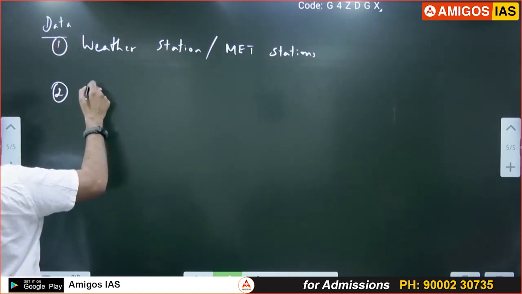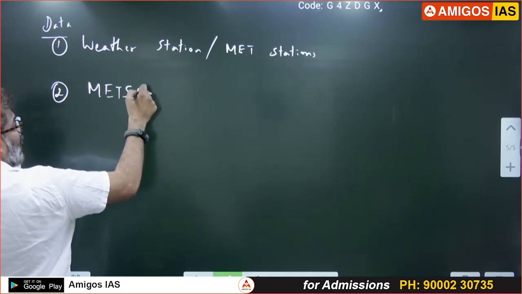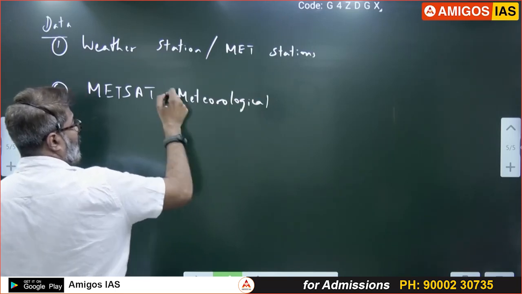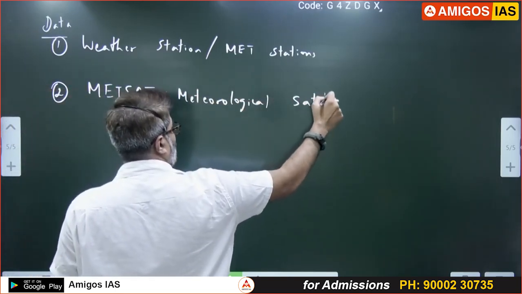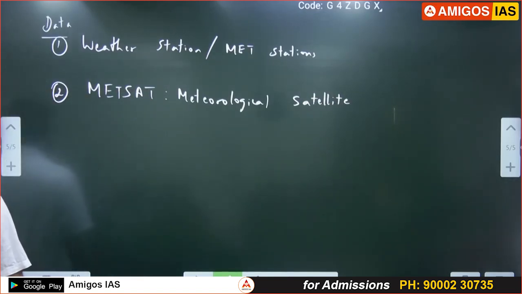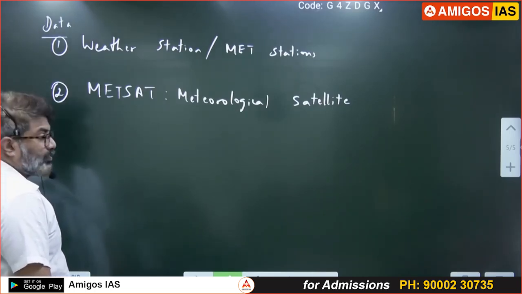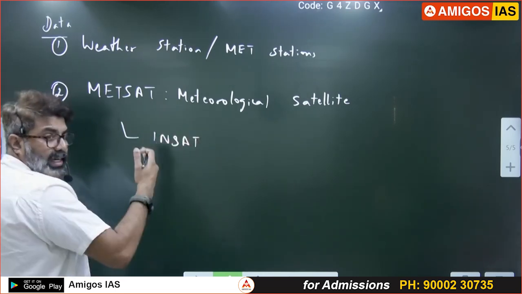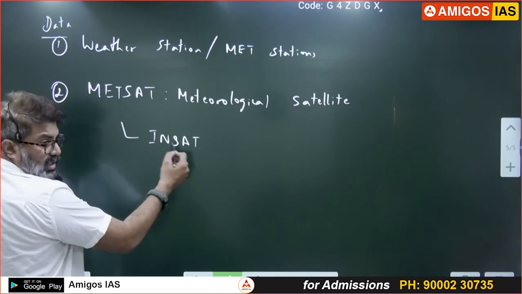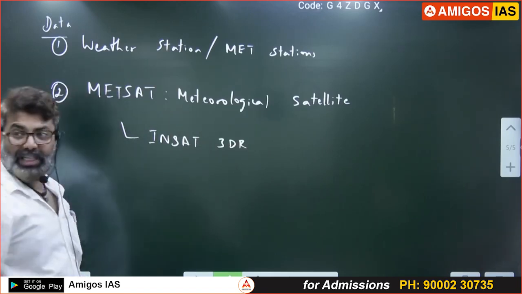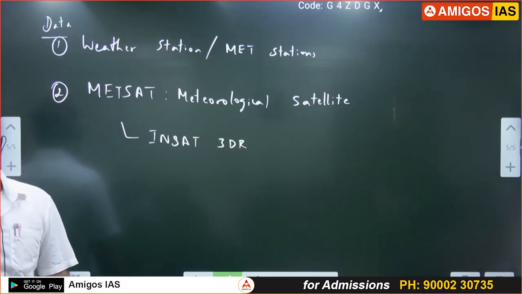The second source of data comes from satellites, METSATs, we call it meteorological satellite. We have a large number of meteorological satellites today, which help us in collecting data. One such satellite is INSAT. All of you heard of INSAT? Indian National Satellite. INSAT series, INSAT 3DR. It's our present METSAT. It's a meteorological satellite of India that we are using presently.